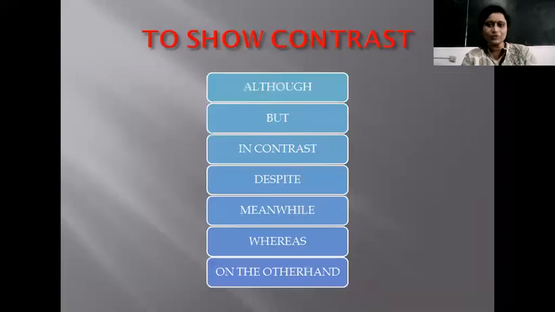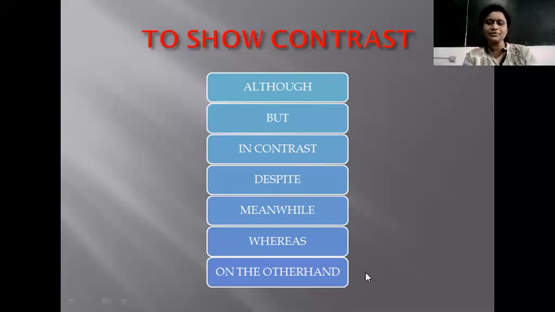Okay. Next, let us look into some words or linkers which are used to show contrast, like although or but, in contrast or despite, or there is a word called in spite of, which is not in the list. Meanwhile, whereas, on the other hand. So as you can notice, all these are used to show sharp contrast. For example, I love Italian dishes, but Chinese is my favorite. Two contrasting things are there. I love Italian dishes, although Chinese is my favorite food. Or I eat Italian dishes, whereas Chinese is my favorite. On the other hand, Chinese is my favorite. Like that. To express two contrasting ideas, you use these kinds of linkers.